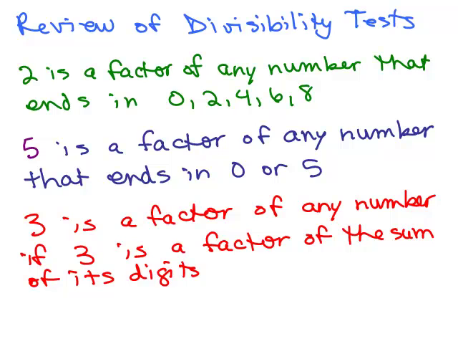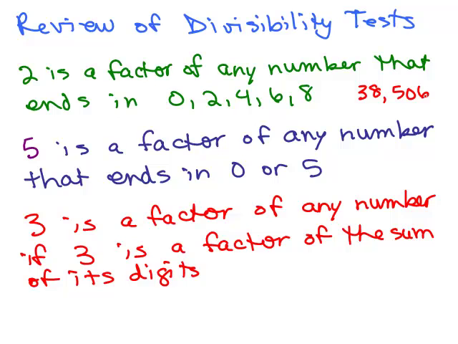All right, before going on, let's review just 3 divisibility tests. All right. 2 is a factor of any number that ends in 0, 2, 4, 6, or 8. In other words, if the number is even. So some examples of numbers that 2 goes into, well, like 38 because it ends in an 8, or 506 because it ends in a 6, etc. And if it ended in a 1, 2 wouldn't go into it, so 2 would not be a factor.